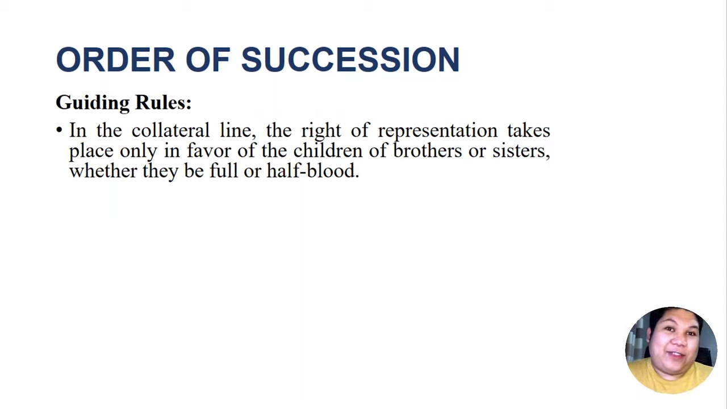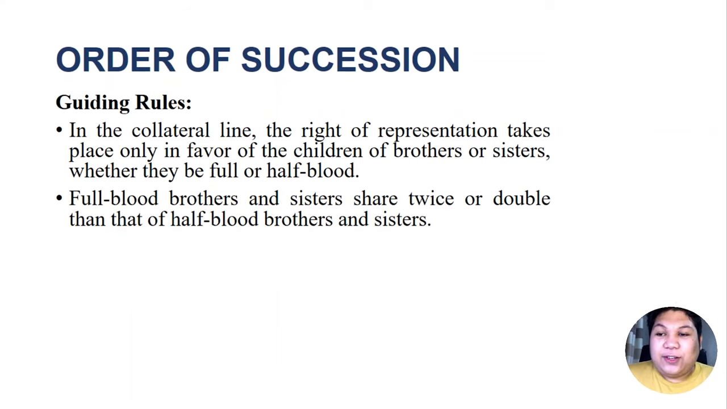They do not claim as if they are siblings. They're just nephews or nieces of A. So they will just represent on behalf of their father or their mother who is B, and they will only represent the right of B as a whole. Full blood brothers and sisters share twice or double that of half blood brothers and sisters.